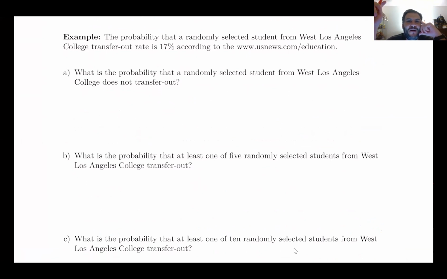So for this one, it said the probability that a randomly selected student from West Los Angeles College transfer out rate is 17% according to usnews.com/education. So that means 17% of West Los Angeles College students transfer out. So for part A, let's do this. We'll say T. So that's the probability that somebody would transfer out. So the probability somebody transfers out is 0.17.